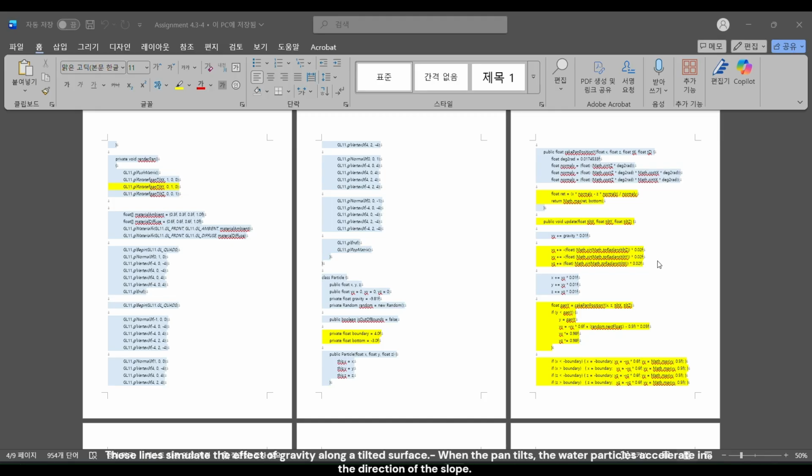This line simulates the effects of gravity along a tilted surface. When the pan tilts, the water particles accelerate in the direction of the slope. The sin function converts the tilt angle into a force component along each axis. This allows the water to flow realistically towards the lower side of the pan.